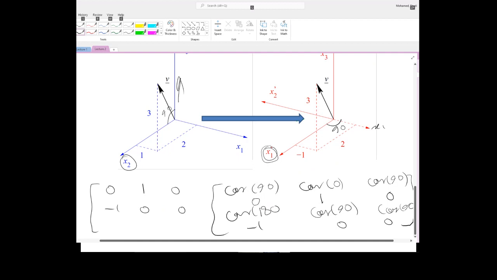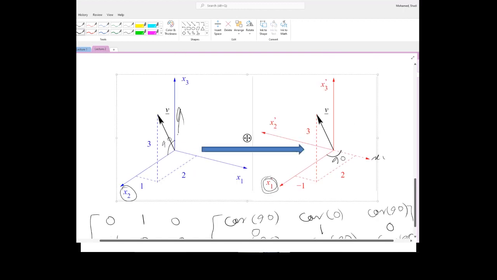And for the last axis, x3 is on top of itself. So x3 is here, and it remains in the same direction. So in this case, x3 and x1 is 90 degrees, and x3 and x2 is 90 degrees, and x3 with itself is 0.